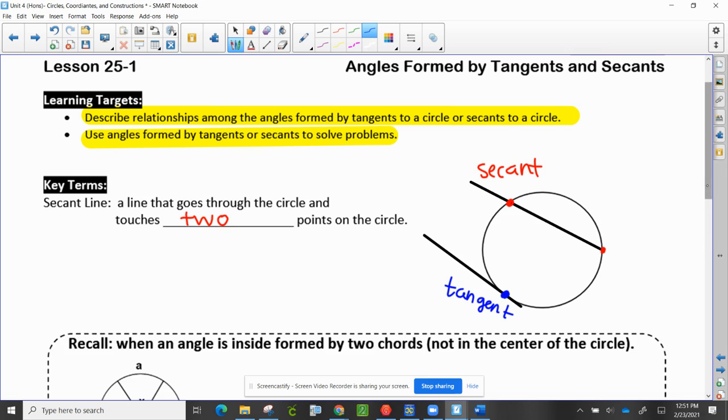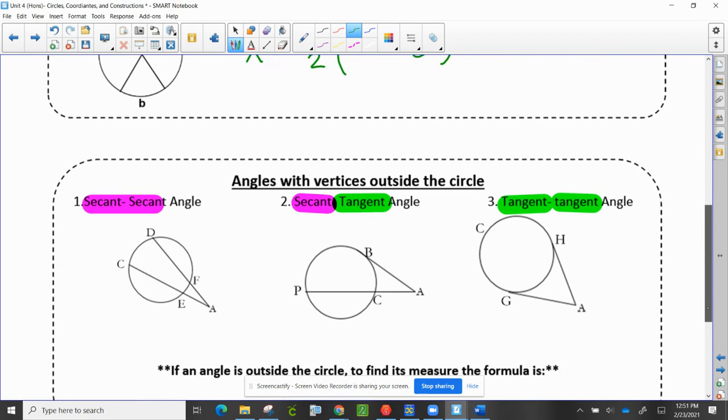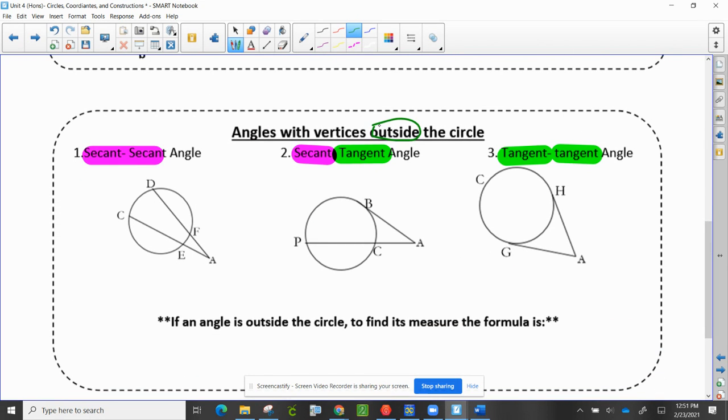In a previous video, we learned about the relationship that's formed when we have two chords and the angle that's formed inside the circle. Remember we had that formula that our angle x was equal to 1/2 times arc A plus arc B. That's for angles formed inside the circle when we have two chords. So today what we're going to learn about is what happens when we have angles that are outside the circle.